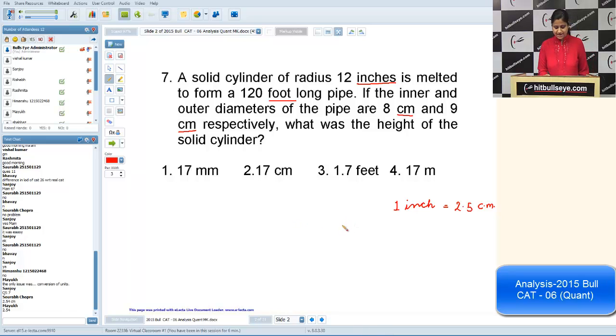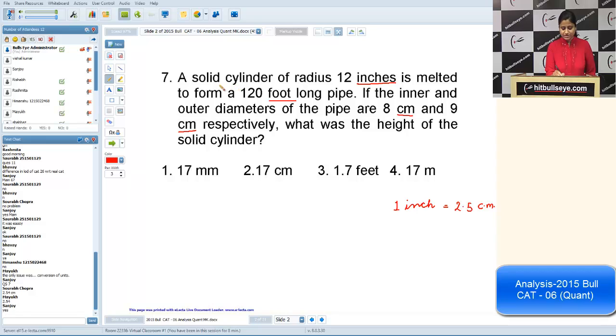So, it says what was the height of the solid cylinder? One solid cylinder is melted and you are converting this shape into another solid shape. It means the volume should be same in this case. Are you getting me, Sanjay? Volume should be same in both the cases. So first of all, I am taking volume of the solid cylinder. What is the cylinder volume formula? It is pi r square h.